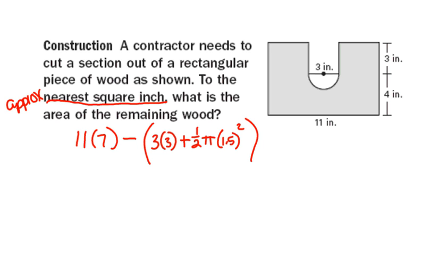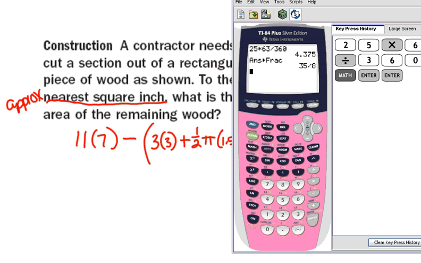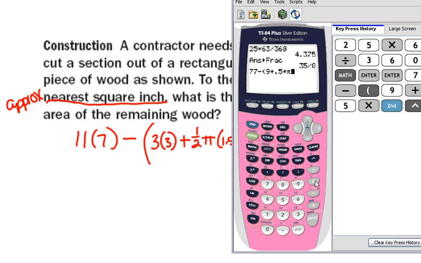So let's go ahead and do that. Follow along with me. So pull up my calculator here. All right. So I need to do 11 times 7. I can do that in my head. 77 minus, and I'm going to open some parentheses. So 3 times 3 is 9 plus 1/2, so 0.5 times pi times 1.5 squared, and I'm going to close some parentheses, and I'm going to hit enter.